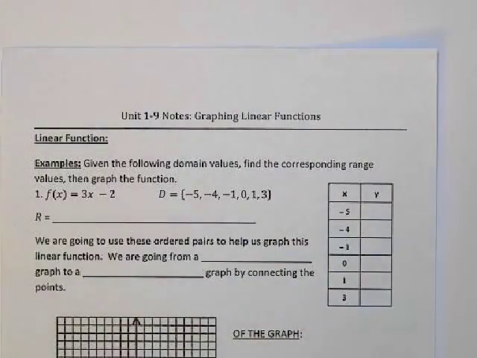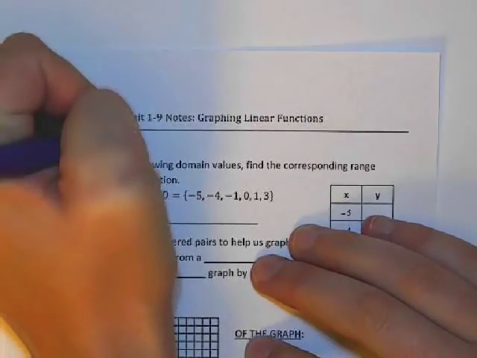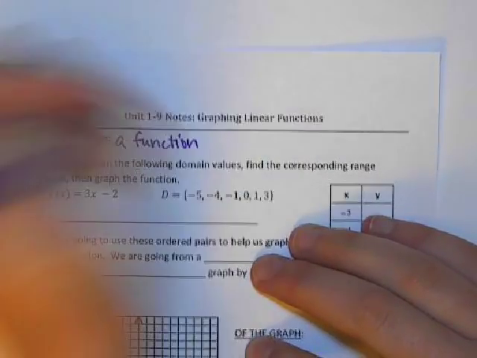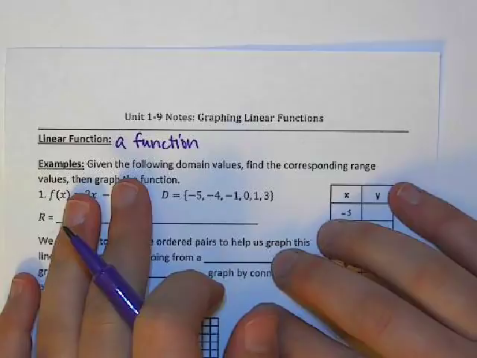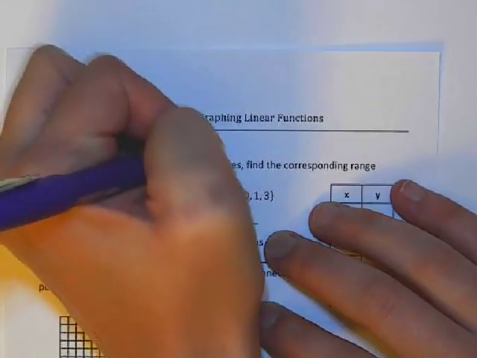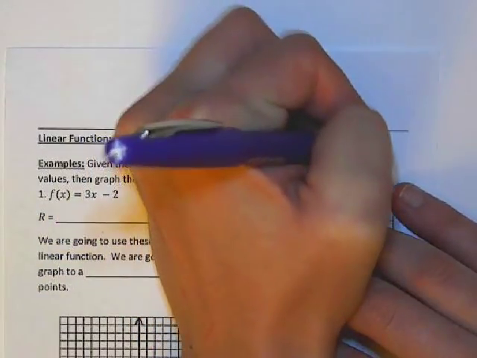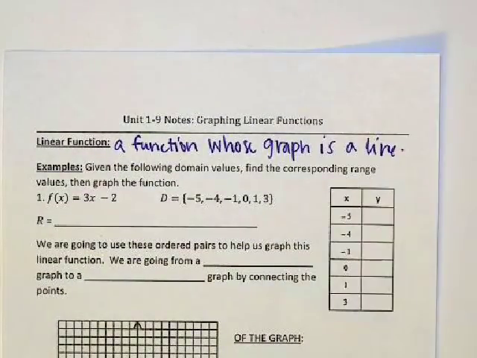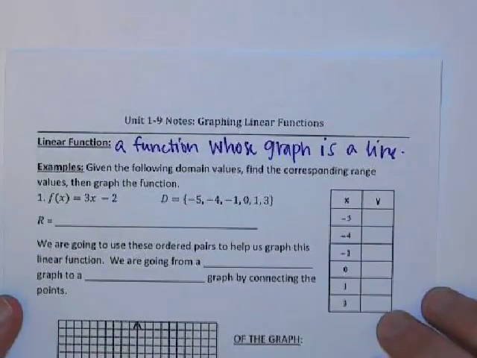Remember that? So a linear function, what's linear mean? Line. What's function mean? Equation. So it's a straight line equation. It also means x's don't repeat, but in this case, the definition means equation. So a linear function is a function whose graph is a line. So it's an equation where the graph is a straight line.